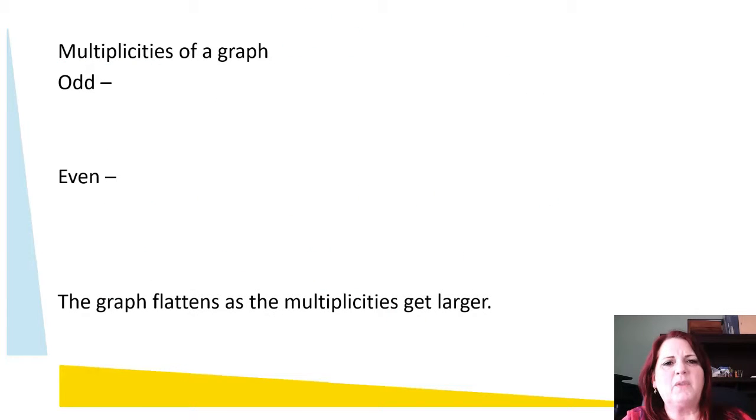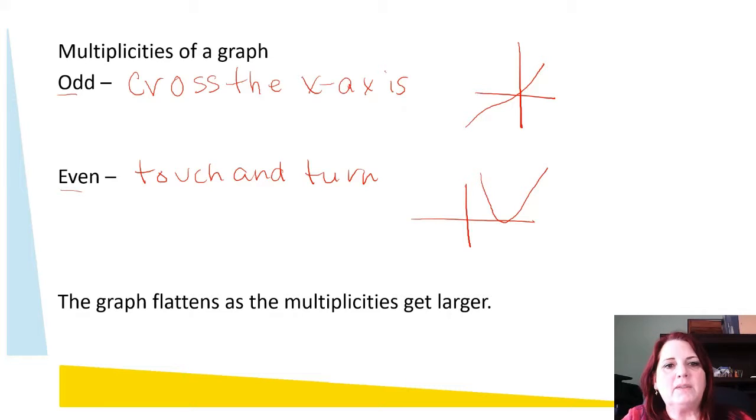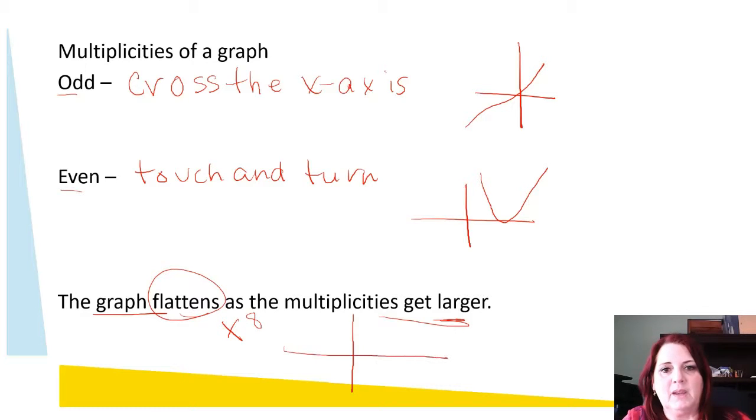So I've already indicated on the previous slide what the odd and even multiplicities are going to mean. The odd multiplicities are going to cross the x-axis. And even ones, they're going to touch and turn. So something that's odd might go through like this. Something that's even, it's going to come down, touch it, and then bounce back. And as that multiplicity gets larger, it's going to flatten. So, for example, if I wanted something like x to the 8th, it's going to come down, get real flat. Now, there's only going to be one point that touches the graph, but it's going to look to the naked eye like several are.